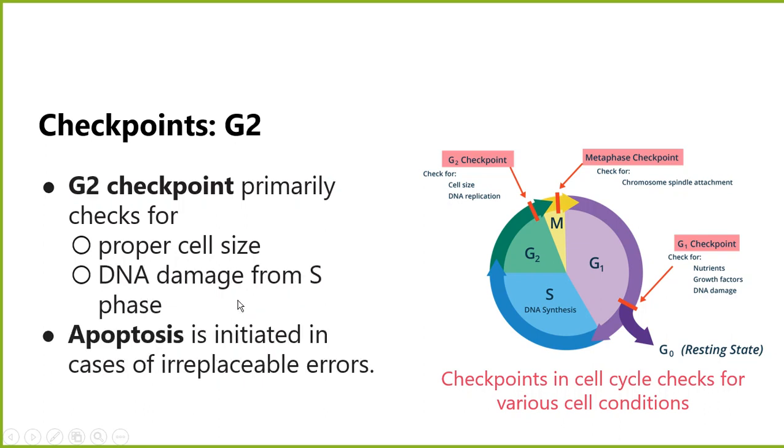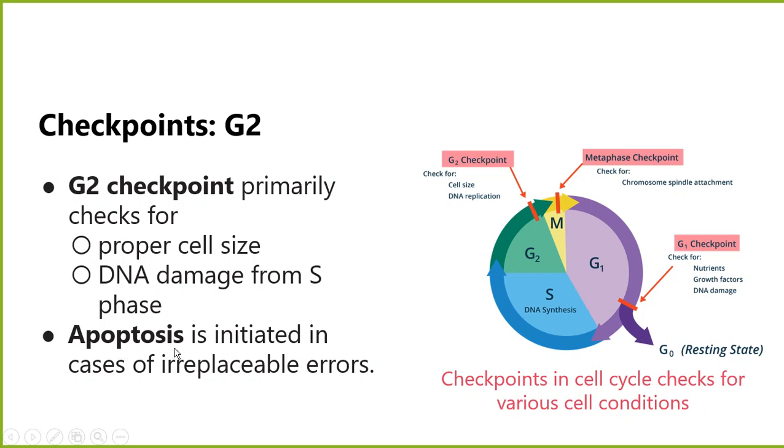Okay? For G2 checkpoint, primarily checks for what? Proper cell size, then DNA damage from DNA replication or the S phase. Okay? In a G2 phase, pwede tayong magkaroon ng apoptosis. Okay? Apoptosis is initiated in the cases of irreplaceable errors. Halimbawa, hindi na maayos yung error na na-check ng mga checkpoints, so nagkakaroon ng apoptosis. Apoptosis is a cell death.